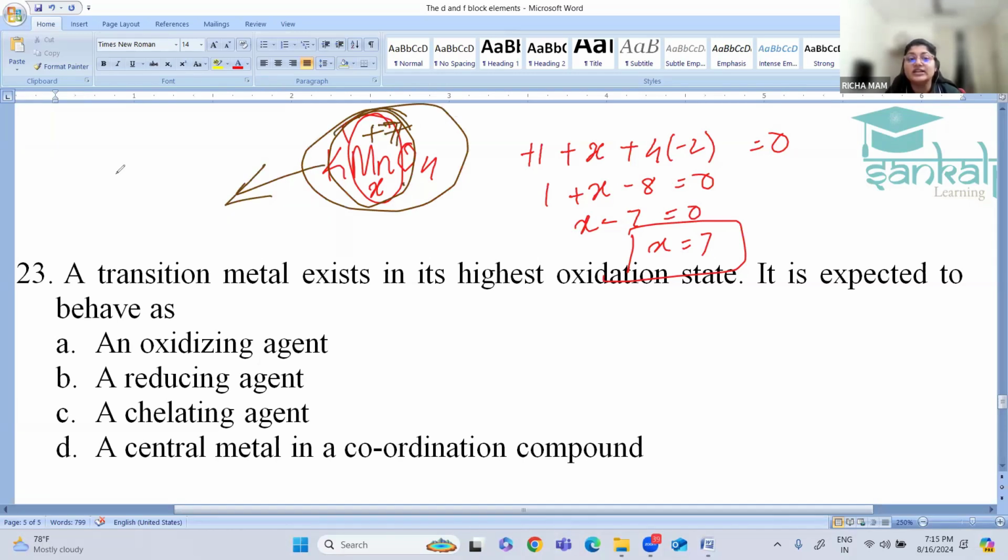And you can see that KMnO4 is dark colored. It has a dark purple color, right? So transition elements, whenever they have the highest oxidation state, behave as an oxidizing agent. So option A is the answer. We know that KMnO4 is an oxidizing agent because it has the highest oxidation state. Is it clear?